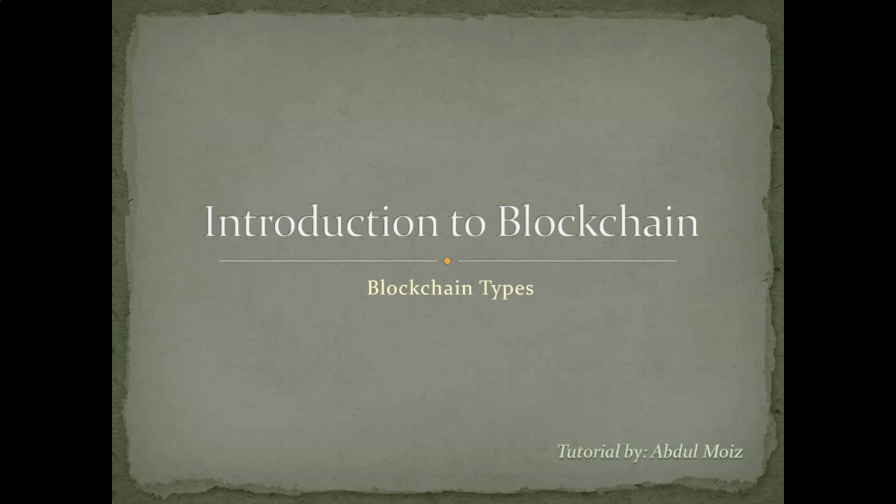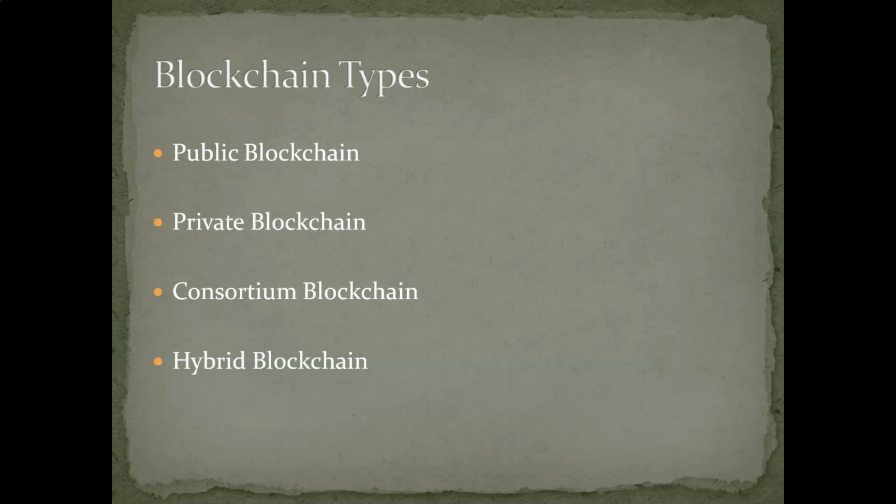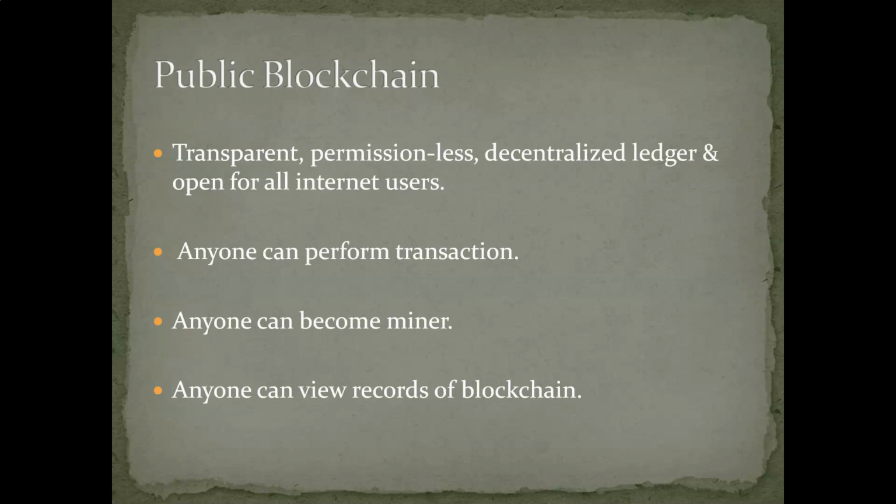So we are going to learn about blockchain types in this lesson. There are four types of blockchain in the market currently: public blockchains, private blockchains, consortium blockchains, and hybrid blockchains. So let's take a deeper look at each one of them.